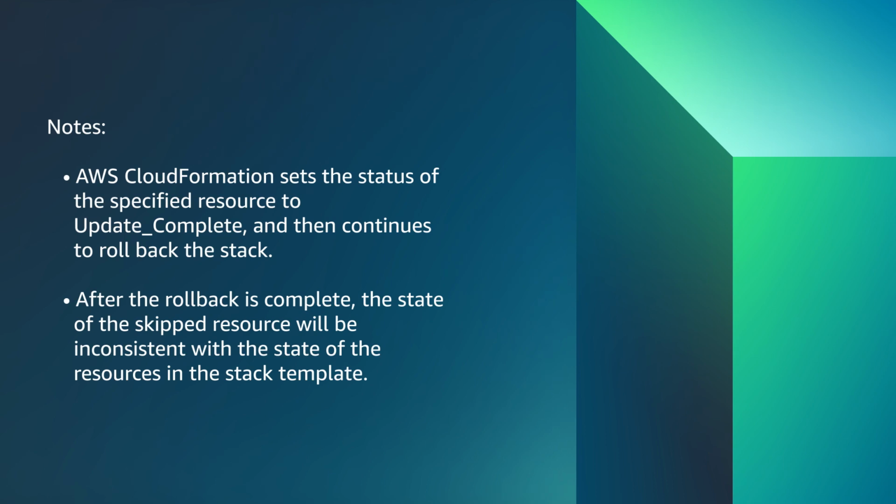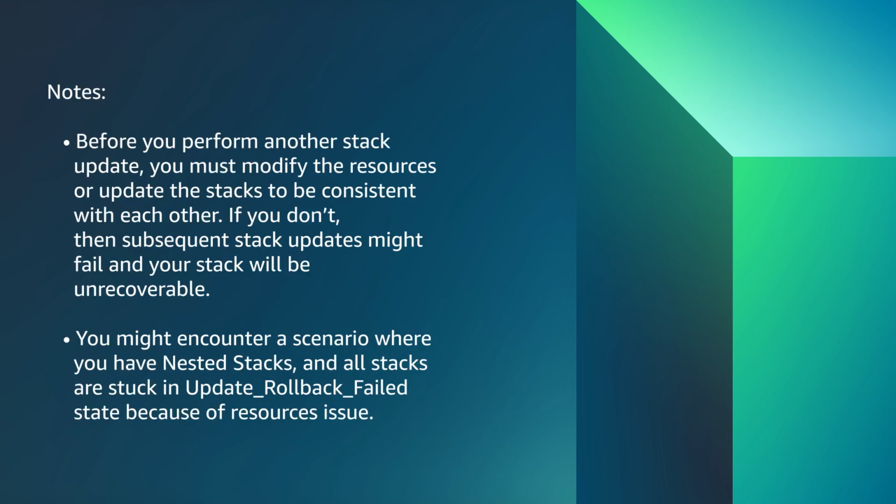Note, AWS CloudFormation sets the status of the specified resource to update complete and then continues to roll back the stack. After the rollback is complete, the state of the skipped resource will be inconsistent with the state of the resources in the stack template. Before you perform another stack update, you must modify the resources or update the stacks to be consistent with each other. If you don't, then subsequent stack updates might fail and your stack will be unrecoverable.